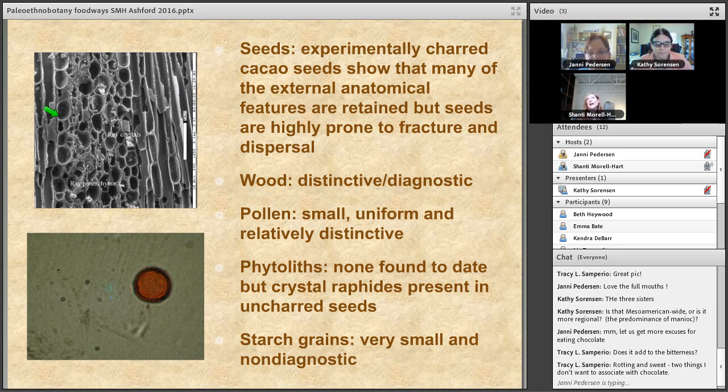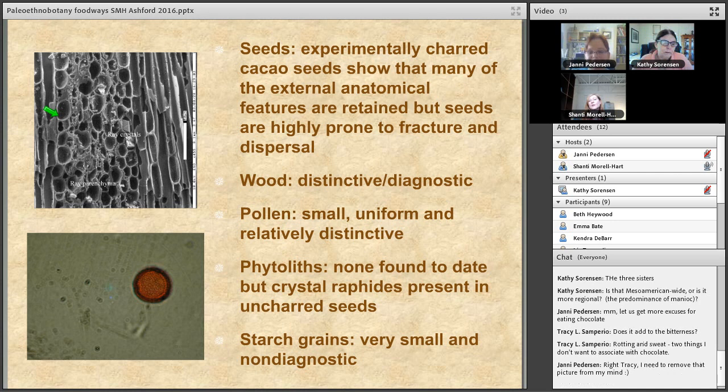So what have paleoethnobotanists tried to look at to get at cacao in ancient sites? First of all, there are the seeds, and when we carry out experiments where we char them experimentally to simulate the roasting process, we see that a lot of external anatomical features are retained, but the seeds end up being really prone to fracture and dispersal. So you might be finding a lot of little pieces of cacao in the archaeological record, but they're so broken up and dispersed that it's difficult to identify them.